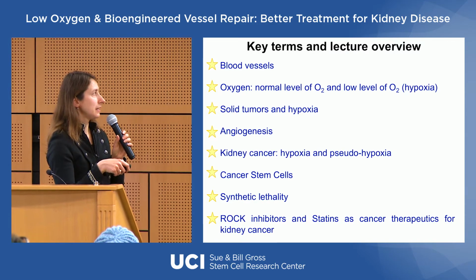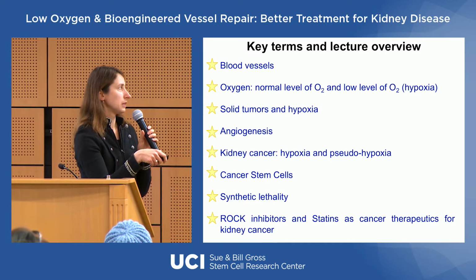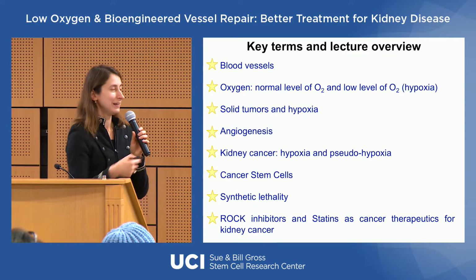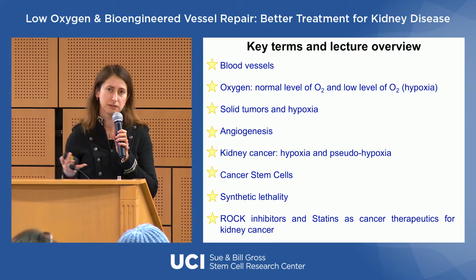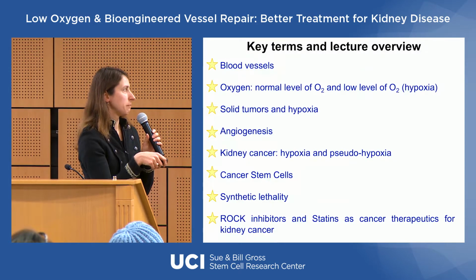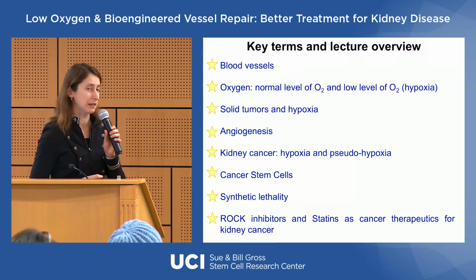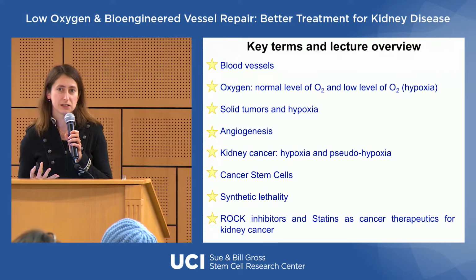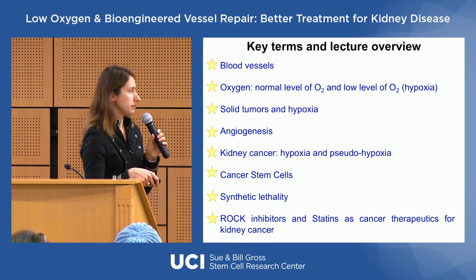I will talk about kidney cancer. I am a kidney cancer biologist. And then I'm going to talk about hypoxia, specifically in kidney cancer, and also pseudohypoxia. This is when cells think that they are in hypoxia, but in fact, they have a high oxygen supply. Also, of course, I'm going to talk about cancer stem cells. I'm going to introduce a concept of synthetic lethality, which allowed us to develop therapeutics to target kidney cancer specifically and spare normal tissues. And then these are the inhibitors we found.